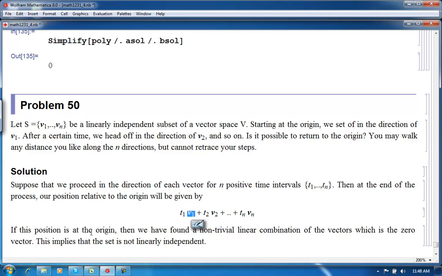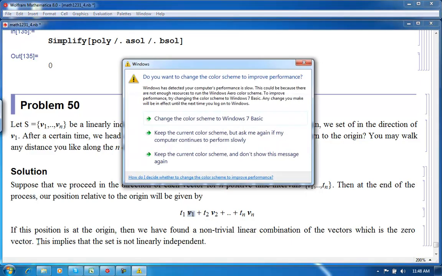Well, if this gets back to the origin, then in fact we've found a non-trivial linear combination of the vectors which is the zero vector. And this, of course, implies that the set is not linearly independent. So the answer to the question is no, we can't get back to the origin using this set of vectors.